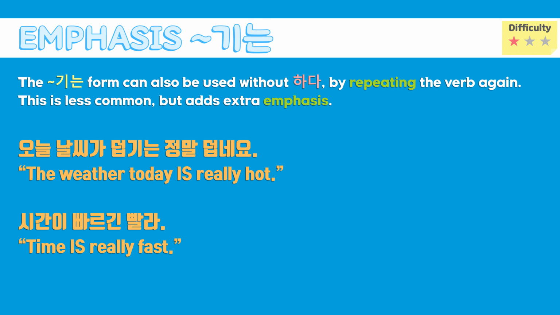The 기는 form can also be used without 하다 by repeating the verb again. This is less common, but adds extra emphasis. 오늘 날씨가 덥기는 정말 덥네요. The weather today is really hot. 시간이 빠르긴 빨라. Time is really fast.